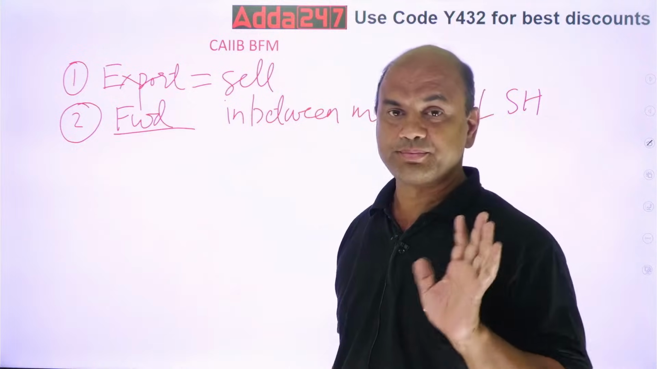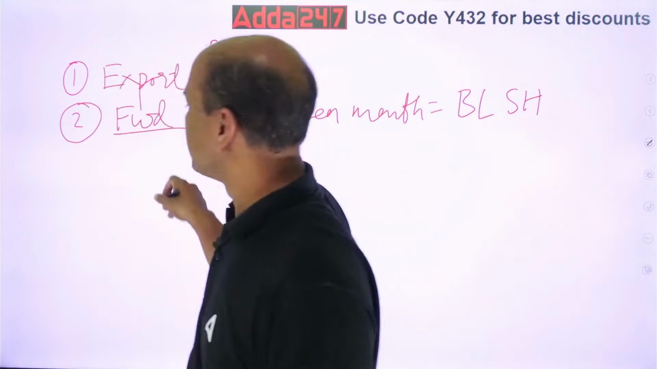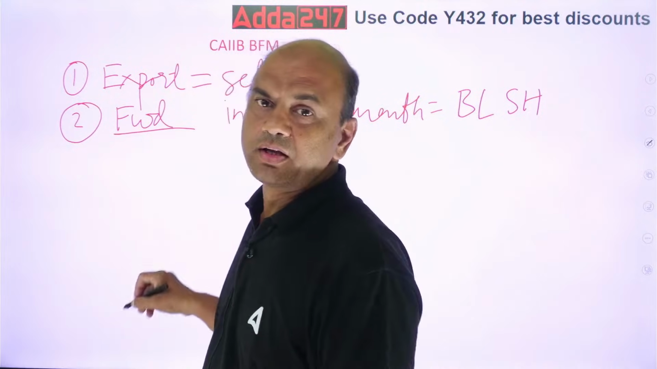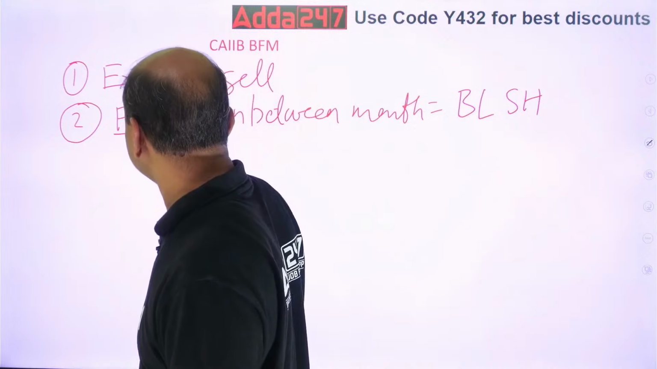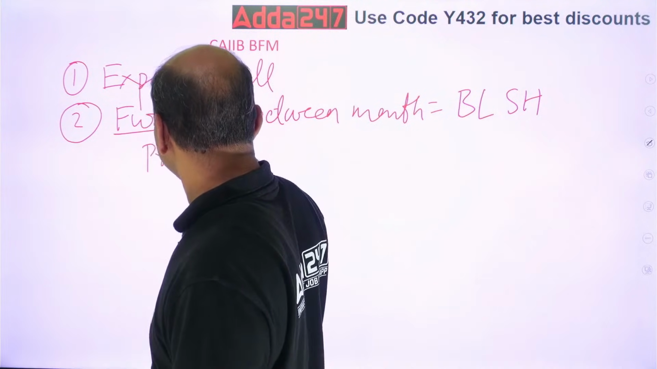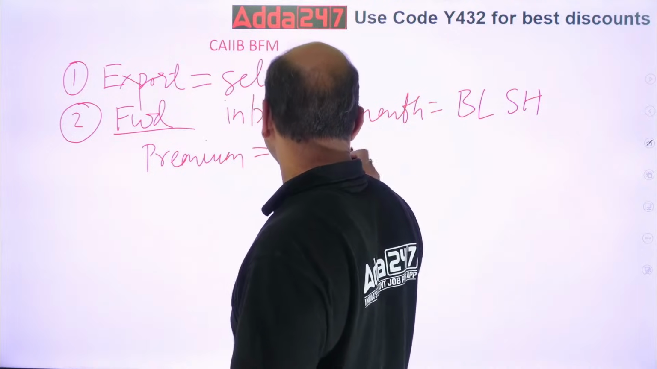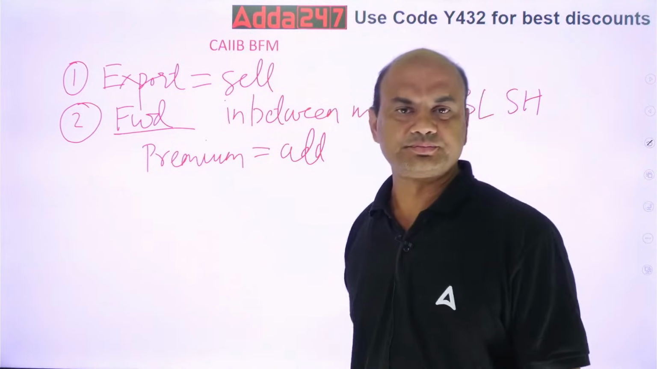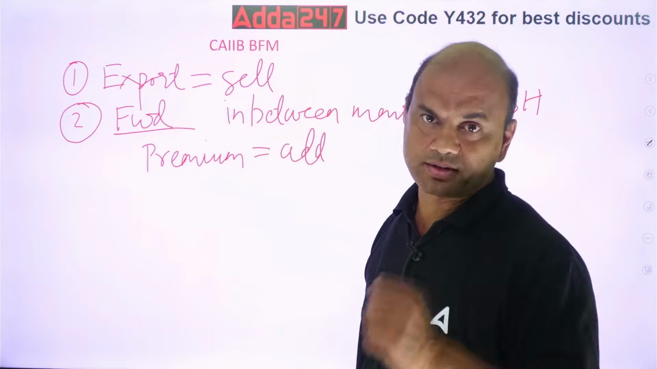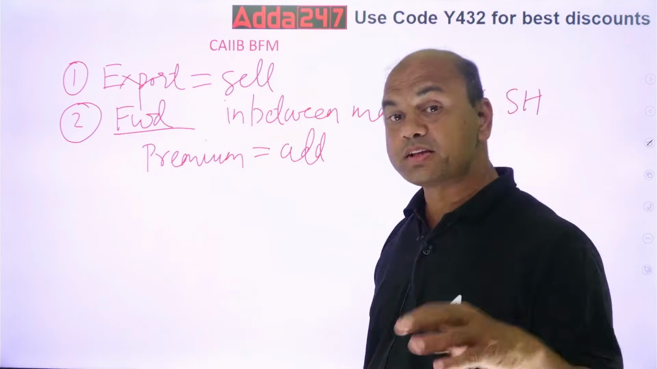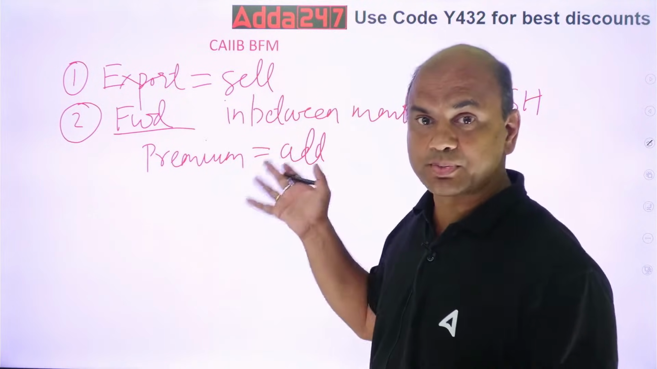Clear? Number three, same, I'll write under this only, forward points. If your currency is in premium, then add the forward margin. If your currency is in discount, then subtract. How is it in premium? It will be in premium if the right side is bigger. That I told you.